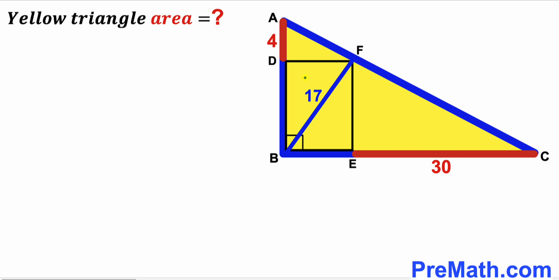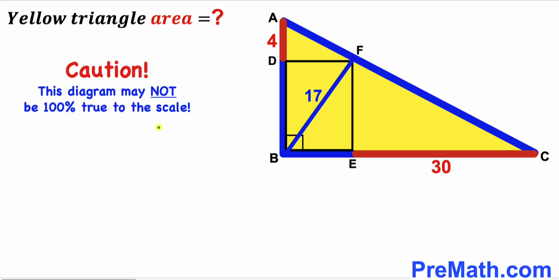Welcome to PreMath. In this video, we have got this rectangle DBEF fully inscribed in a yellow shaded right triangle ABC, as you can see in this given diagram, such that the diagonal of this rectangle is 17 units, whereas this vertical segment AD is 4 units, and moreover this horizontal segment EC is 30 units. And now our task is to calculate the area of this yellow shaded triangle ABC.